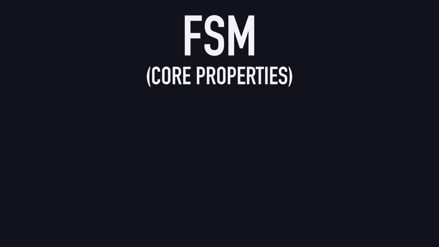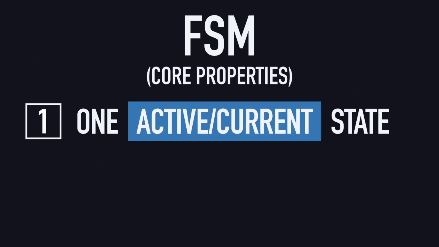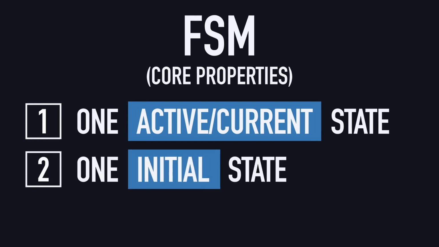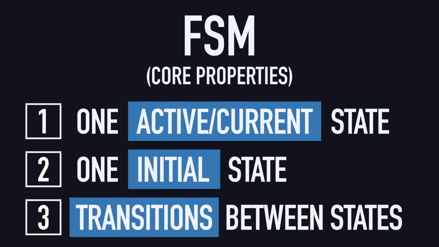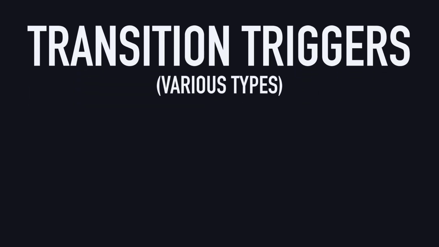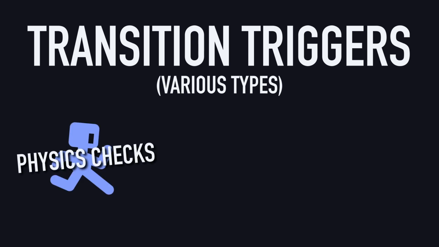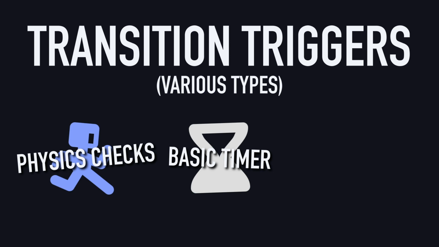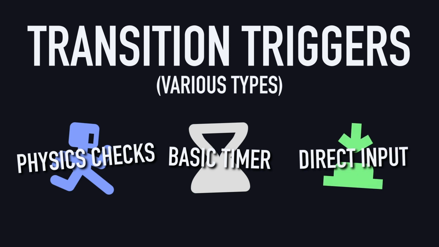In an FSM, you always have only one active state at any given point, which we often call the current state, and you also have an initial state, which is the state that will be active when the machine first starts. The transitions then take the machine from one state to the other. Note that you might have just a few states or a bunch of them, that you may not have transitions in every direction between all of your states, and that these transitions can be triggered by a variety of events. For example, they can be linked to physics checks, or just occur after a specific amount of time, or be explicitly called when the player does some action.